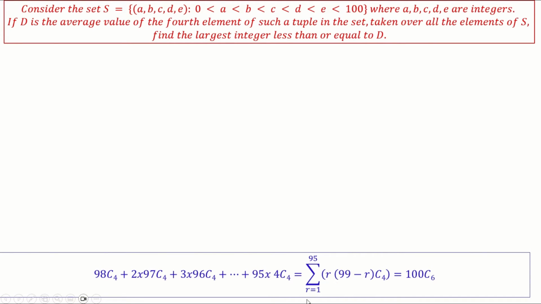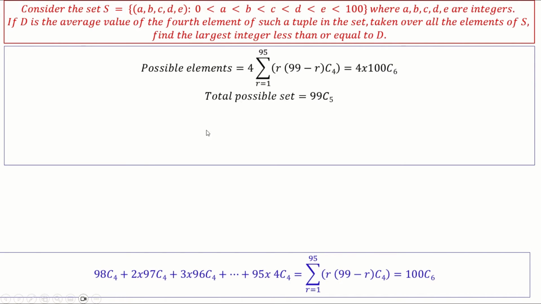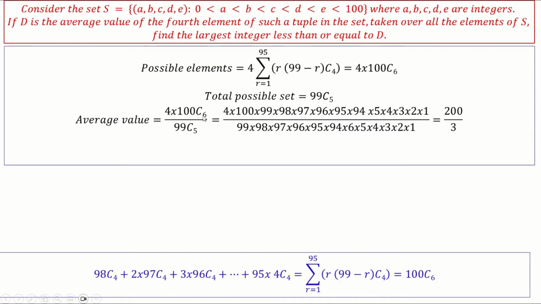You should know this formula, which shows sigma R equal to 1 to 95, R times (99 minus R) C4 equals 100 C6. Once you know this, you can replace it. So 99 C5 is the total possibilities, and this is 4 times 100 C6. So your average value is 4 times 100 C6 by 99 C5. Just simplify it and multiply. What you will get is 200 by 3. So 200 by 3, the closest integer is 66. This is the answer.